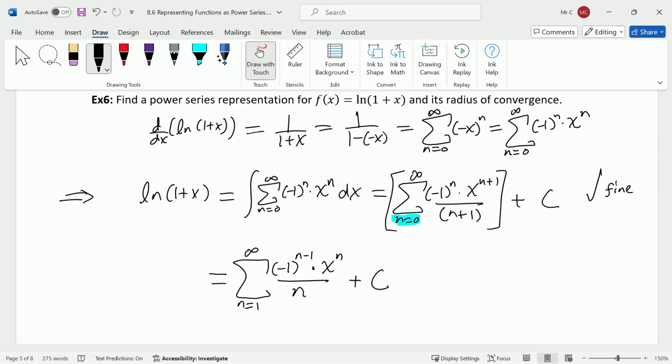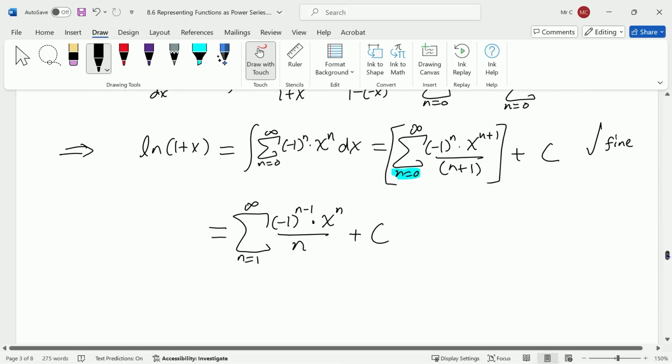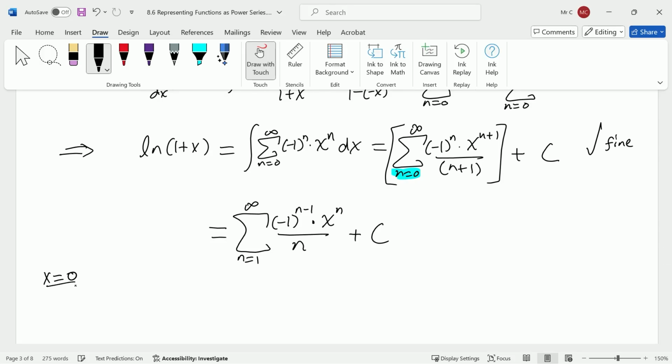Okay, but what is a requirement is figuring out what the value for c is. And again, this is another one where x equals 0 is an easy value to plug in. Usually that's the value we go with because the power series is generally easy to evaluate at x equals 0, at least this type of power series. So we get ln of 1 plus 0, which is ln of 1, which is 0.